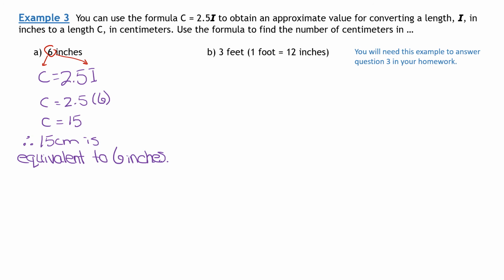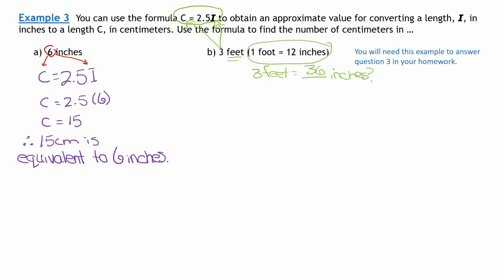Okay, look at the formula I've got up here. There's nothing about feet in it. So I can't substitute the 3 in for I or in for C because this is feet. So I have a conversion here. 1 foot is equal to 12 inches. If 1 foot equals 12 inches, then 3 feet would equal how many inches? What do you think? If one foot is 12 inches, then 3 feet is 36 inches.